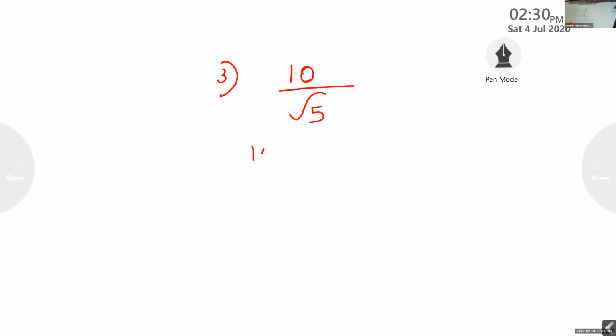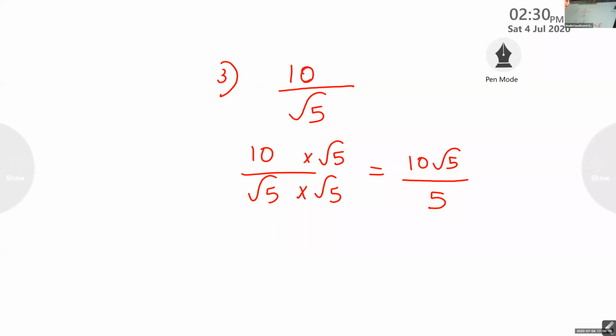See, here with root 5 we are multiplying. Root 5 into root 5. On the top also root 5. So in the denominator you will get 5, and in the numerator you will get 10 root 5. But that 5 and 10 we can cancel. Isn't it? So what is the answer finally? The answer is 2 root 5. Did you understand?